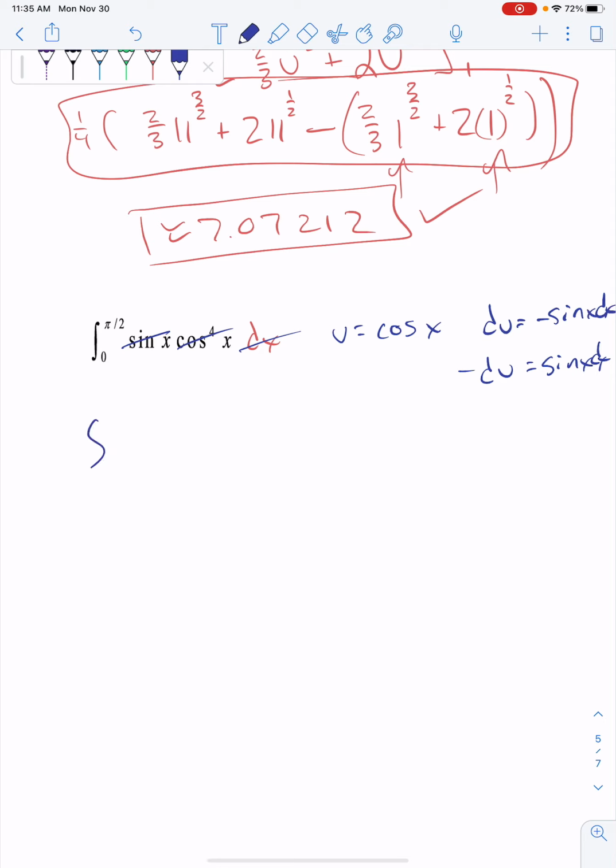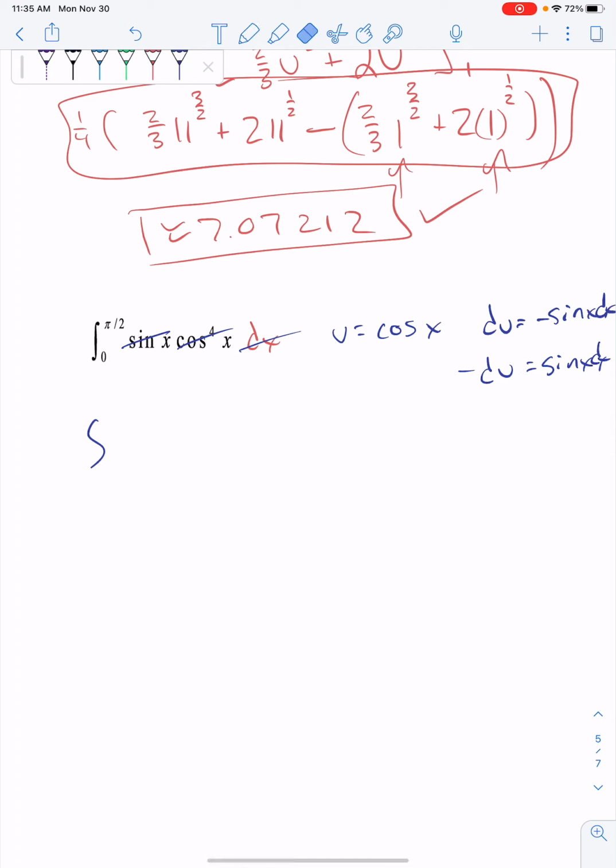So the integral of negative sine, nope, let's see, cosine of, why am I plugging in cosine?